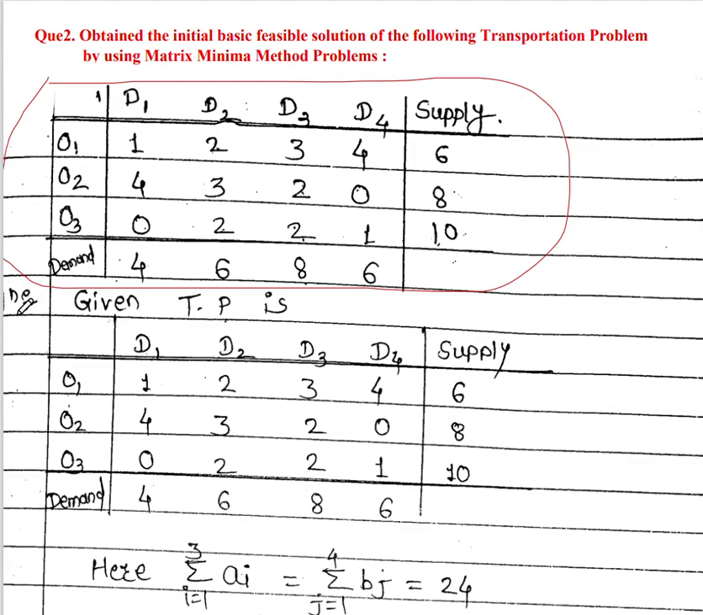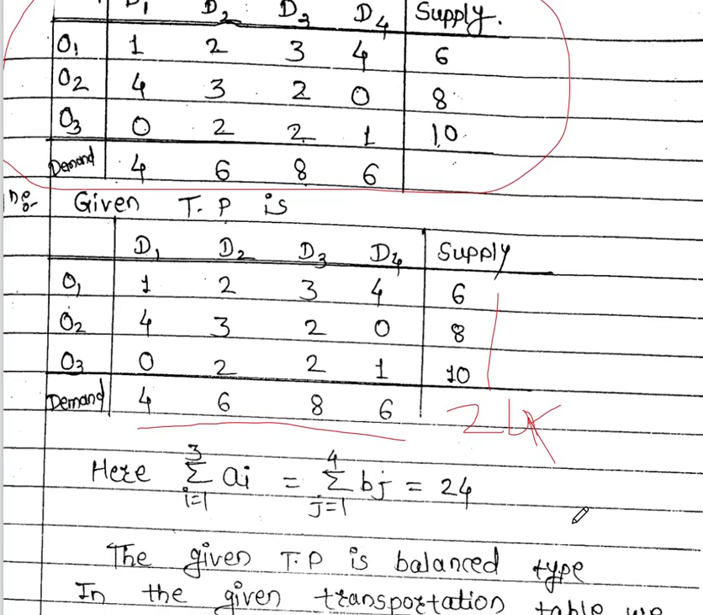Now, we can write the given transportation table in this way. Okay, so here we have to check whether the given problem is balanced or unbalanced. If you observe, the addition of supply is 24, and demand is also 24. So here both are equal, and hence we can say that the given problem is a balanced type, because the summation of ai is 24 and the summation of bj is 24. So thus the given problem is a balanced type.